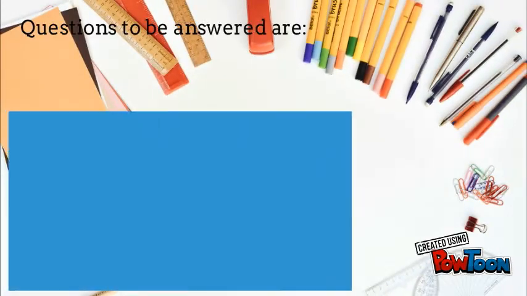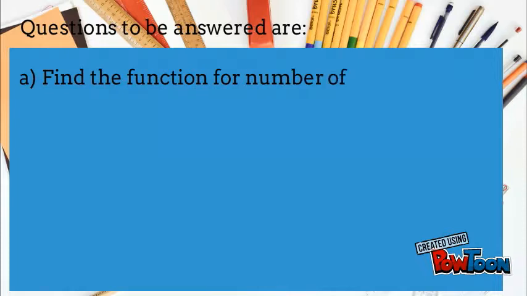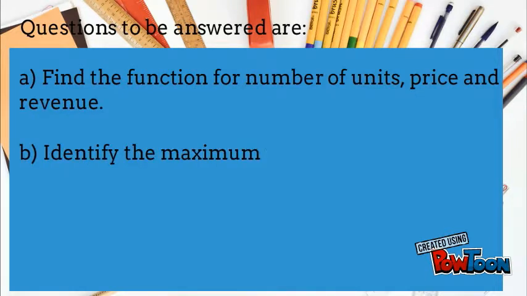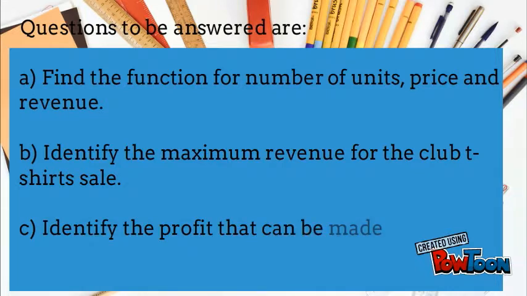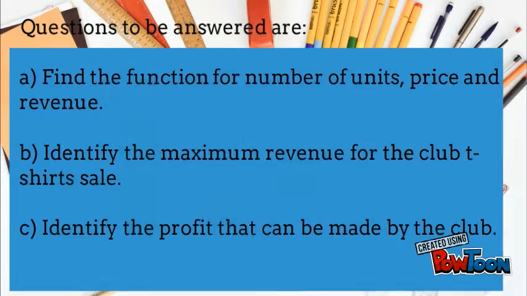Questions given are: find the function for number of units, price, and revenue. Identify the maximum revenue for the club t-shirt sale. Identify the profit that can be made by the club.